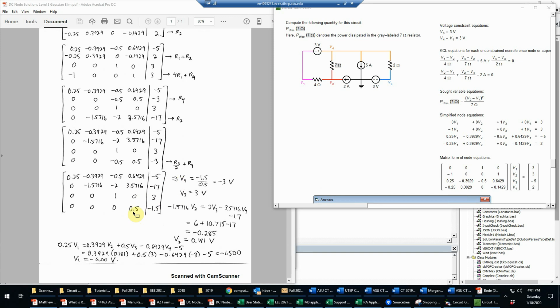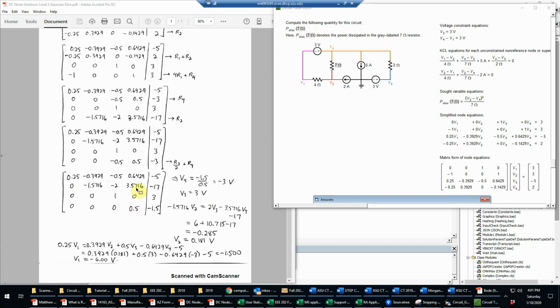So that just says 0.5 V4 is equal to negative 1.5. So that allows us to write directly V4 is negative 1.5 divided by 0.5. And of course, that math we can do in our head. That just gives us negative 3. V3, that's a trivial equation because this is a 1 and there's nothing else to do here, so there's no entry here. So that just says V3 equals 3. So we just write that out.